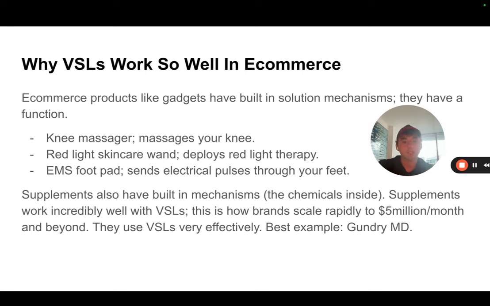A t-shirt doesn't do anything, right? A decoration, something that's just static is not very well suited for VSLs. Products that have a built-in mechanism and a function are very well suited. Then the best products for VSLs are supplements because there are multiple ingredients inside, and those are each opportunities to sell something unique about the product.